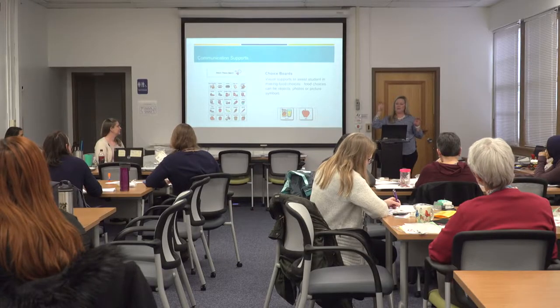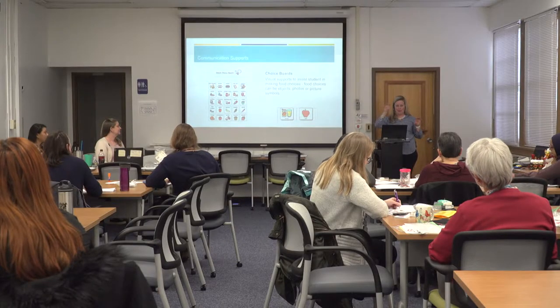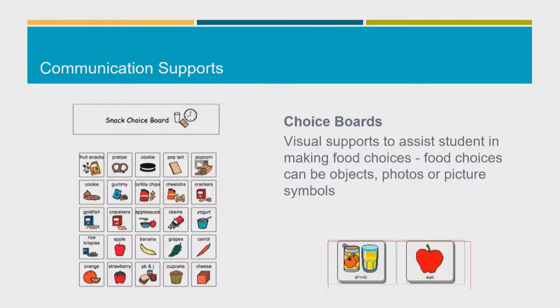If you're talking about an Oreo, you might use a single-pack Oreo and say, do you want Oreo, or do you want, to use the celery example, celery? So you're using the actual things. Then as children grow in their understanding and literacy skills, you can go to 2D representations. They could be actual photos, and the most difficult to understand is a line drawing, like a picture symbol that represents a photograph or a real thing.